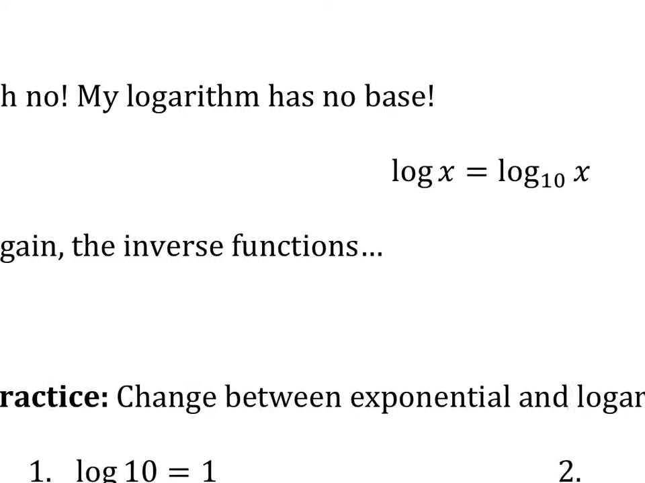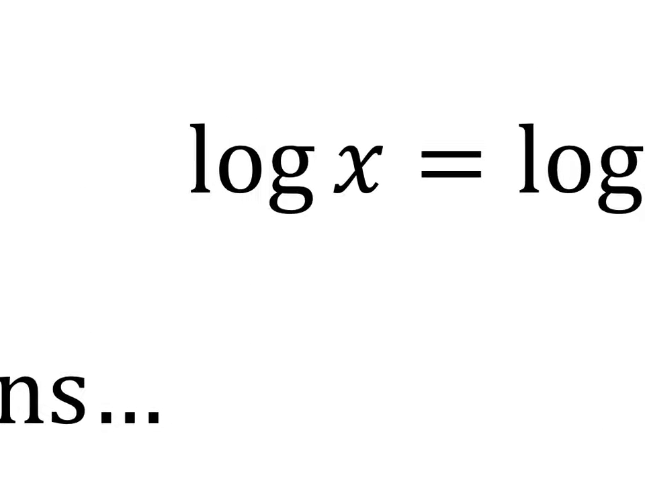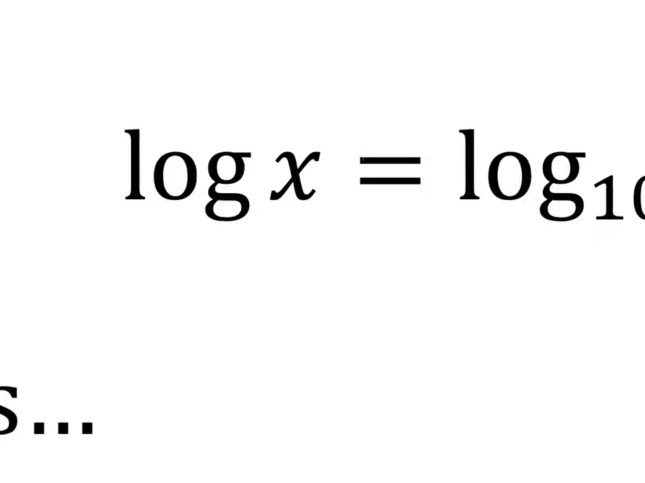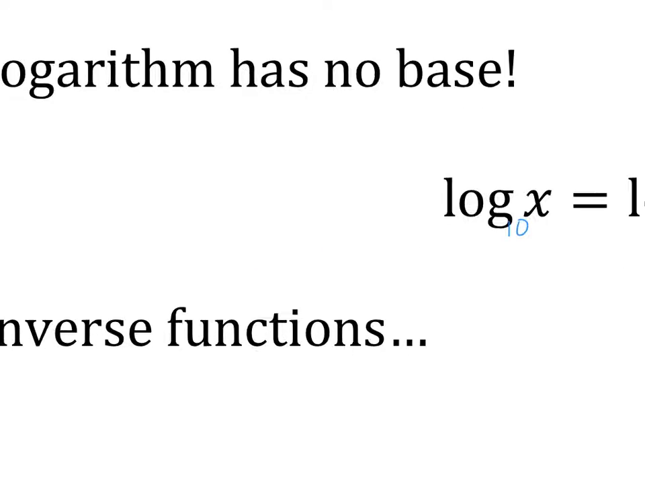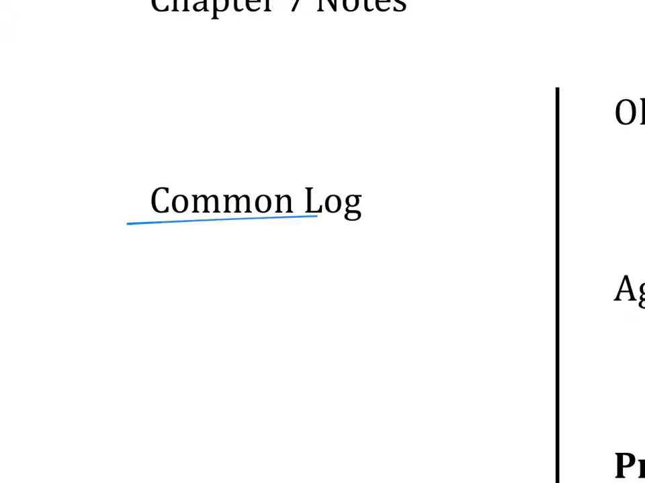Oh no, my log has no base. When you see a log with no base like this, it is just base 10. If you see a log that has no base, it's implied it's base 10 because this is called the common log. Common log means that it is so common that they don't want to keep writing the 10 every single time. They just ignore it. So when you see no base, you just know it is base 10.